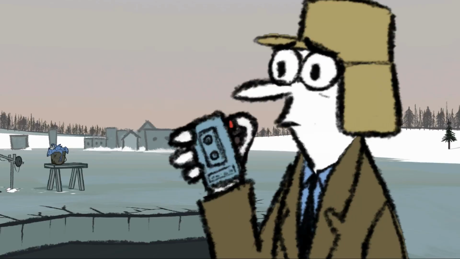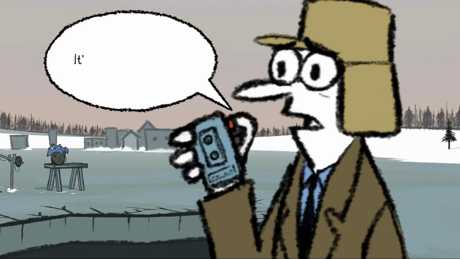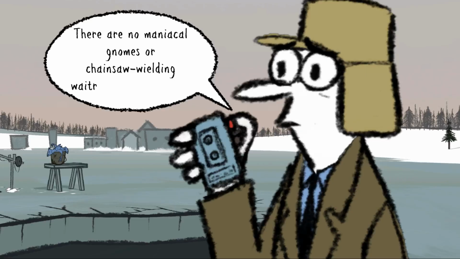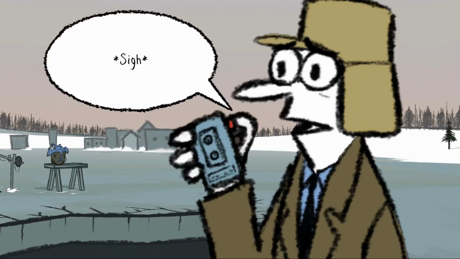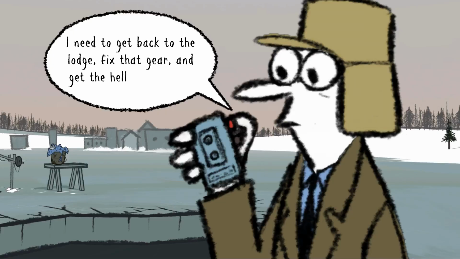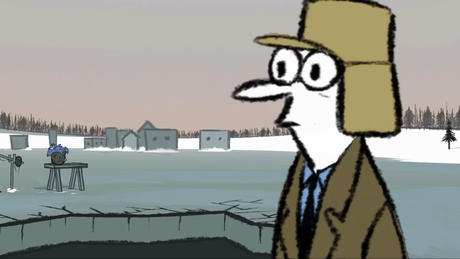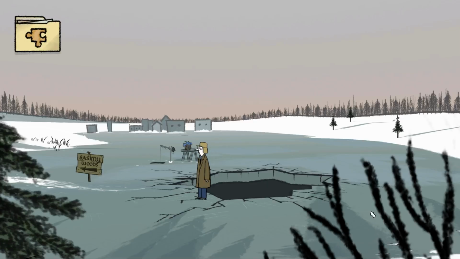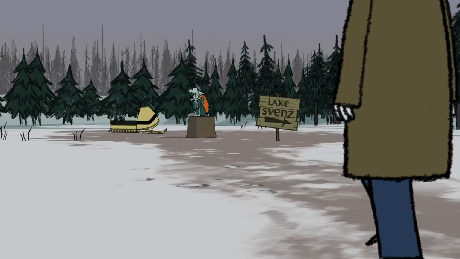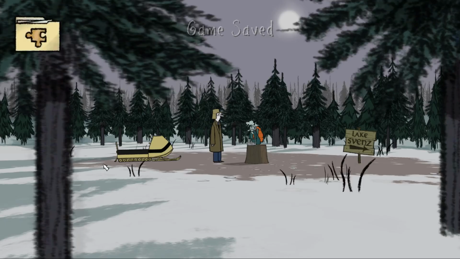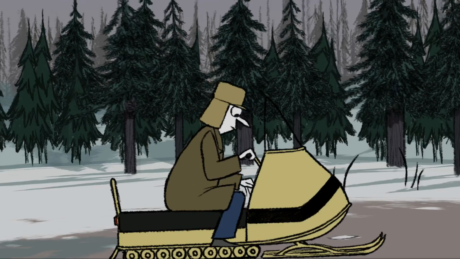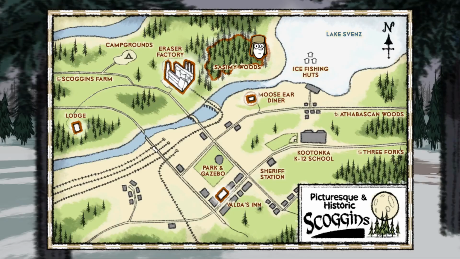I like my office. It's warm in my office. It's quiet in my office. There are no maniacal gnomes or chainsaw-wielding waitresses in my office. I need to get back to the lodge, fix that gear, and get the hell out of here. Or just burn the whole town to the ground. Well, not the whole town, just a few of them. This whole puzzle-obsessed town. Because apparently the language of gnomes is puzzles. Some of which are horseshit. Again. Yeah.